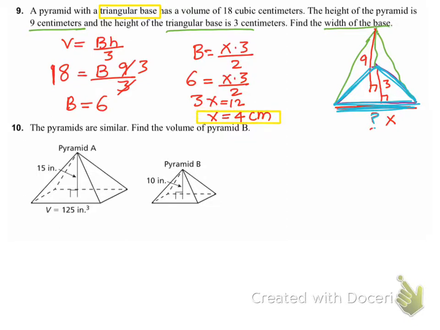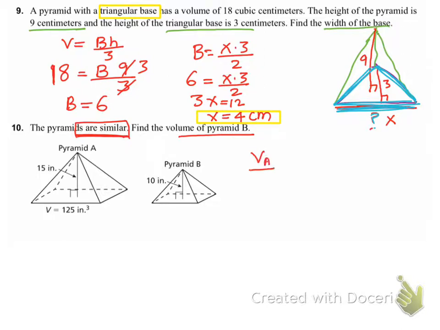X is 4 centimeters. Let's move to question number 10. The figures are said to be similar pyramids, and you have to find the volume of pyramid B. If they're similar, the ratio of their volumes is equal to the cube of their scale factor. So what can we write?